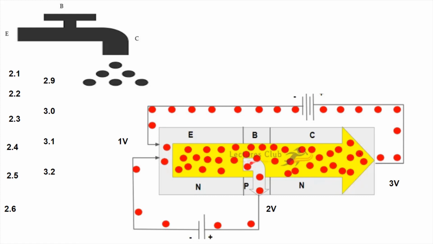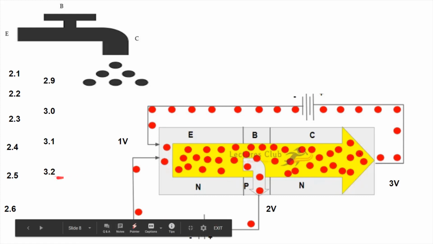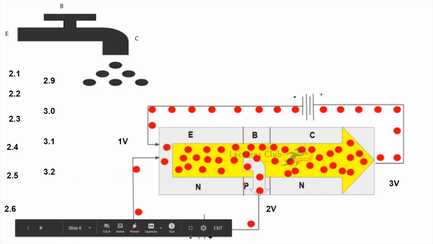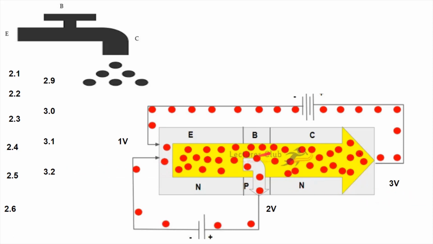Here you can see that the base voltage is now 3.2 volt. The base is positive at 3.2 volt and the collector is at 3 volt. So the N-type region is at lower potential and the P-type region is at higher potential, and we can say that this junction has also gone into forward bias condition. This point is very important.